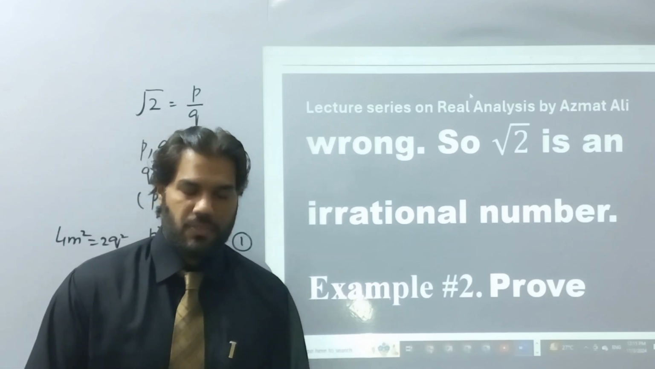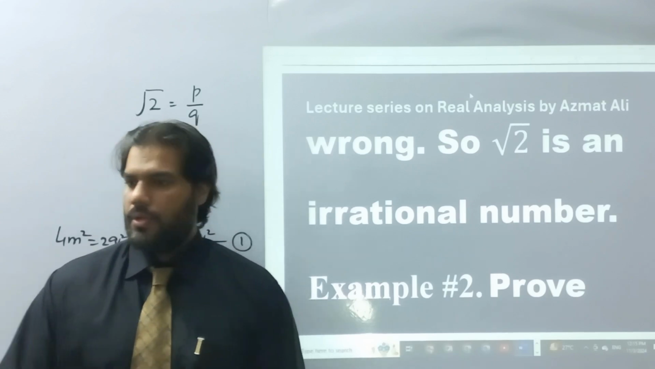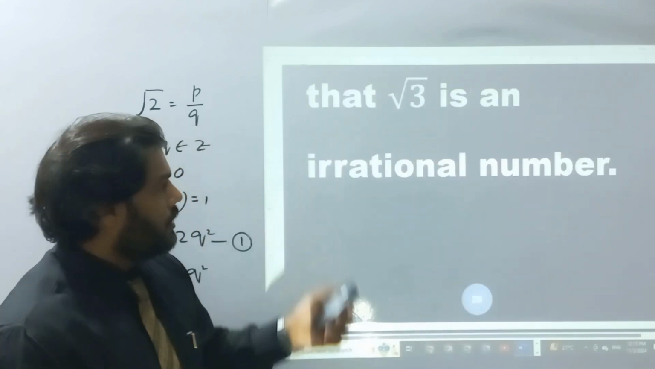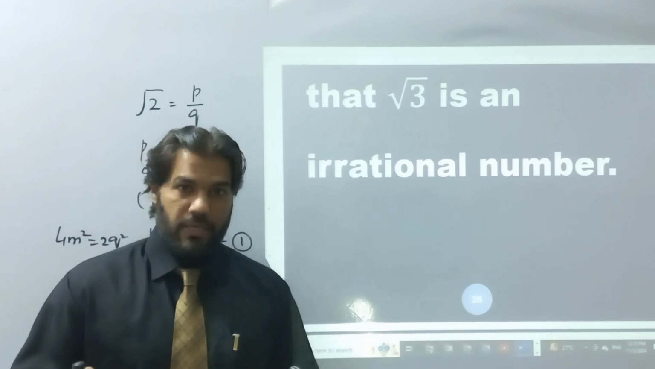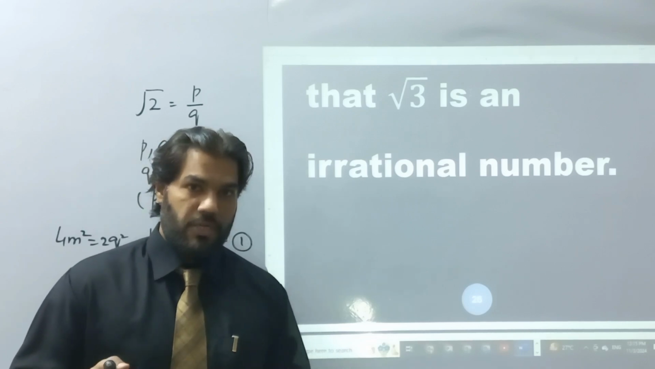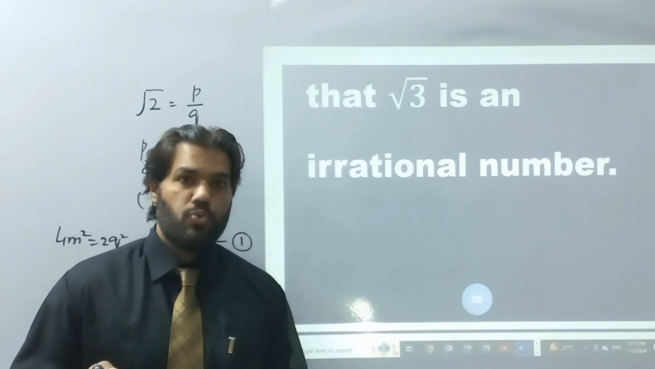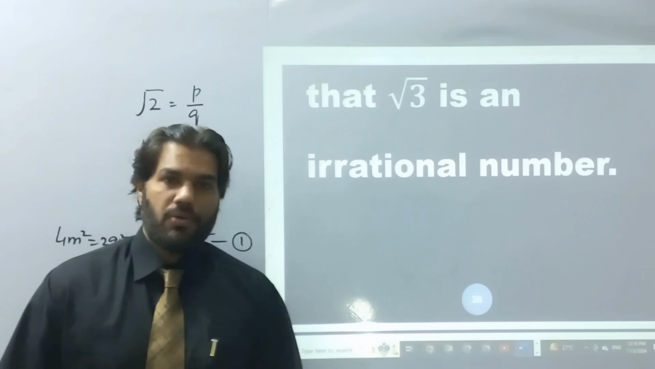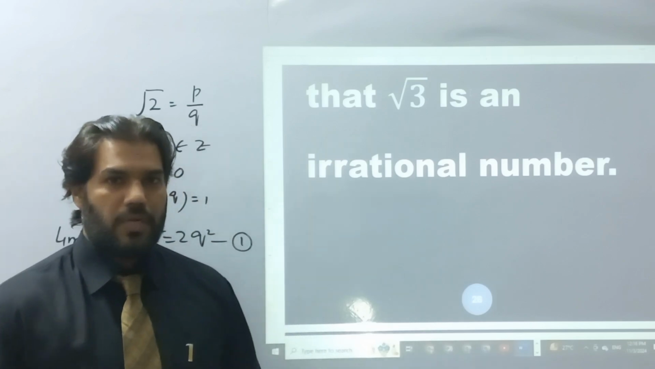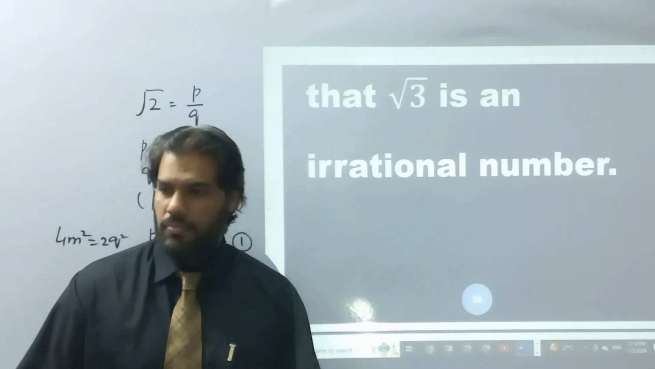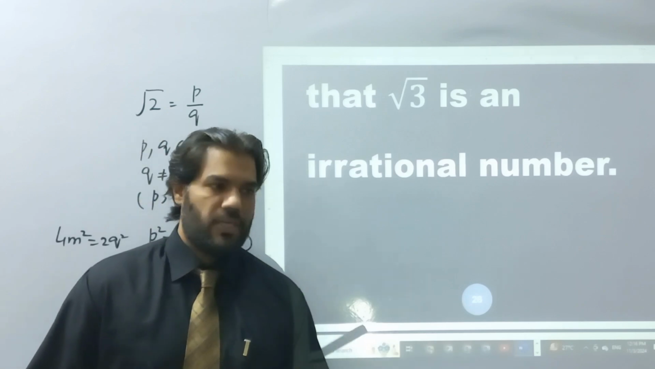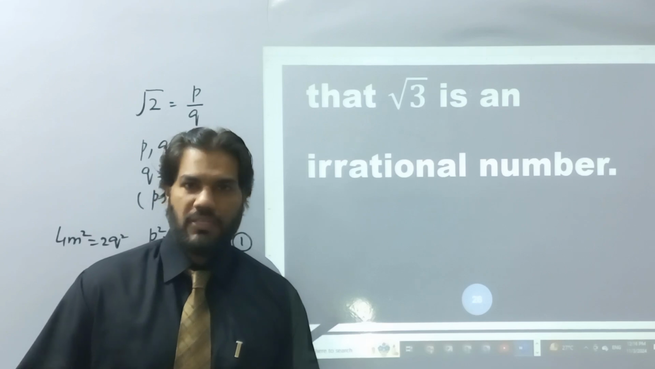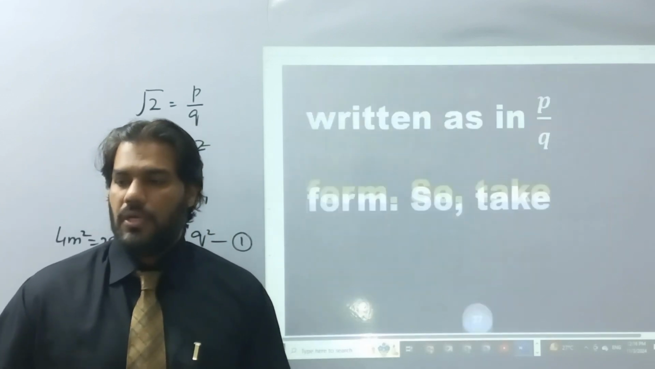Next we discuss an example of square root 3, with a similar pattern that we have used in the irrationality of square root 2. We will discuss that square root 3 is also an irrational number. Firstly, we suppose on the contrary that square root 3 is a rational number, so it can be written in p over q form, where p and q both are integers, q is non-zero, and they have only 1 as a common divisor, that is, p and q are in the least form.